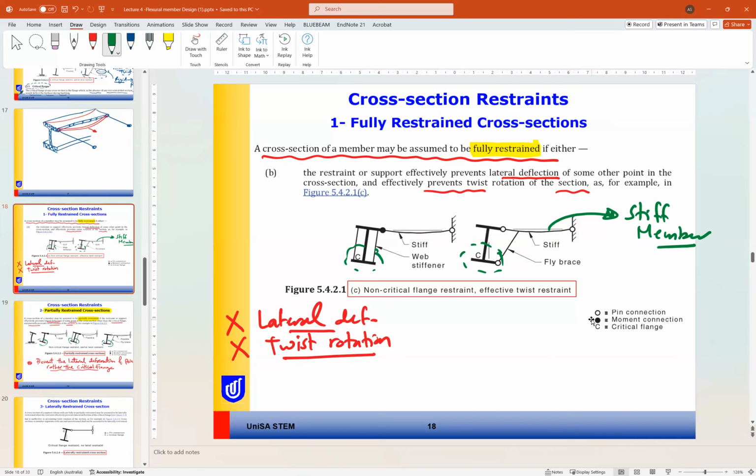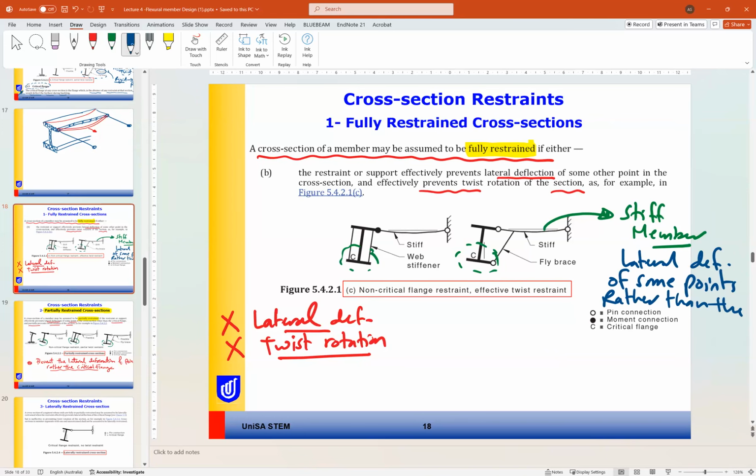So here, the stiff member prevents the lateral deformation of some points rather than the critical flange. Okay, so we can consider this as fully restrained.